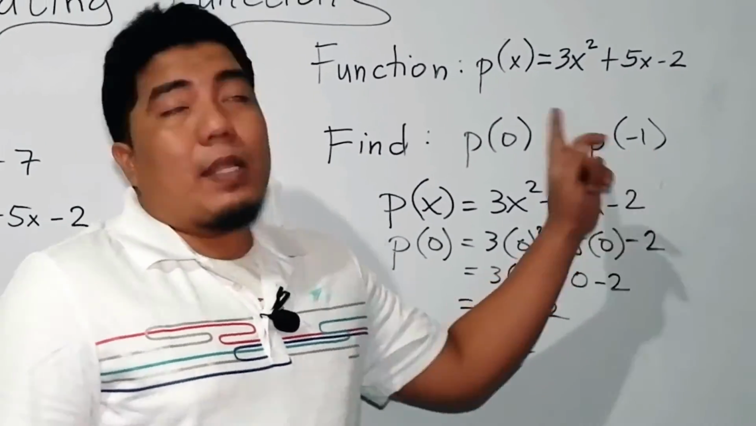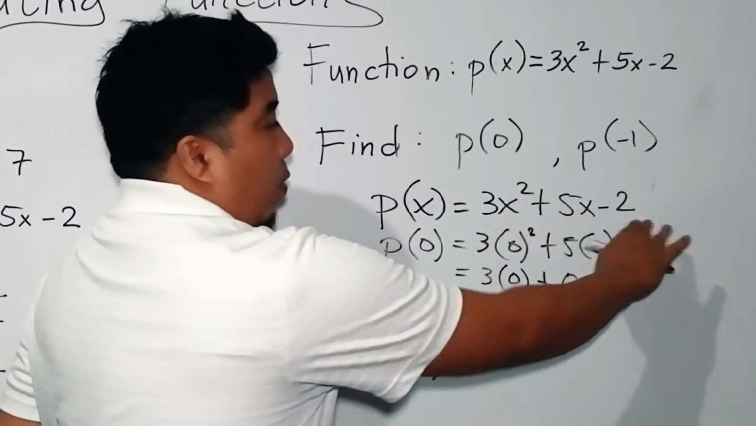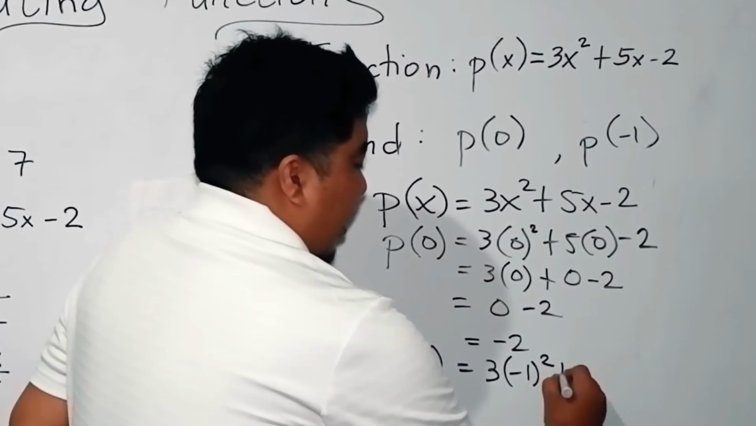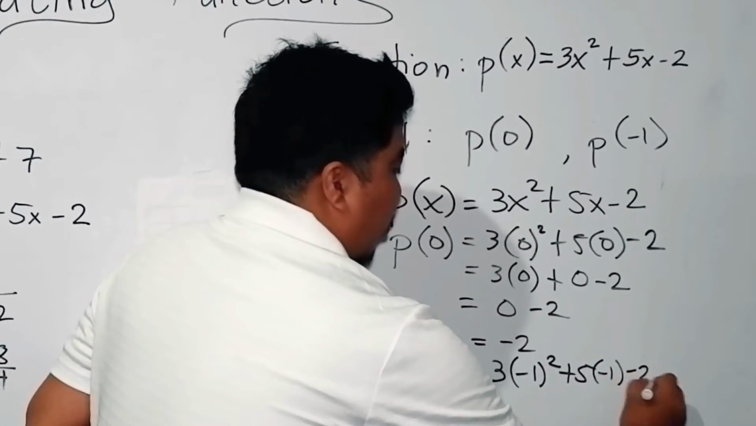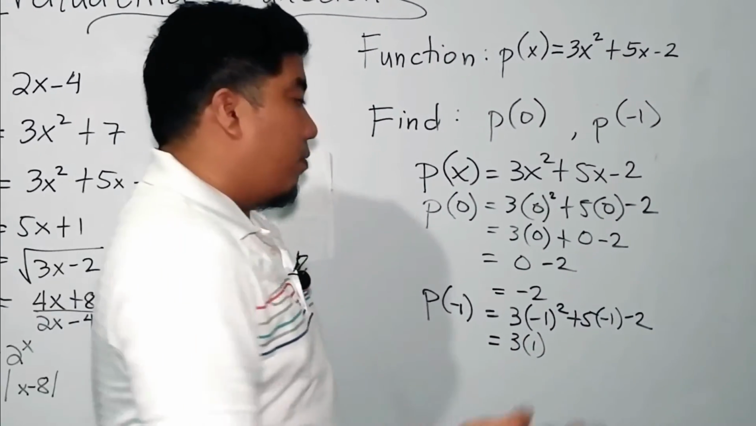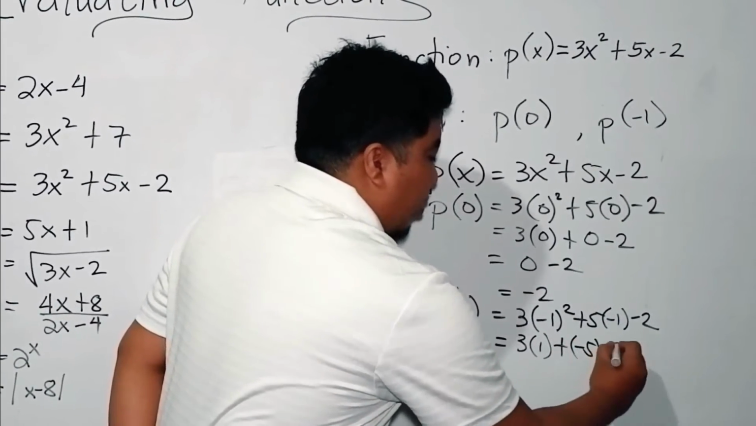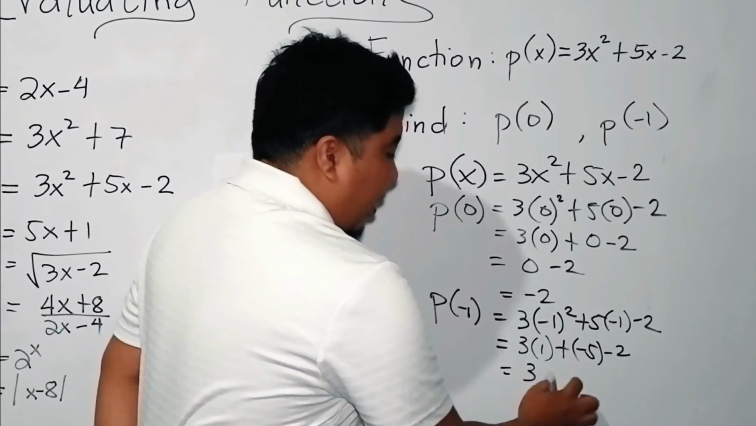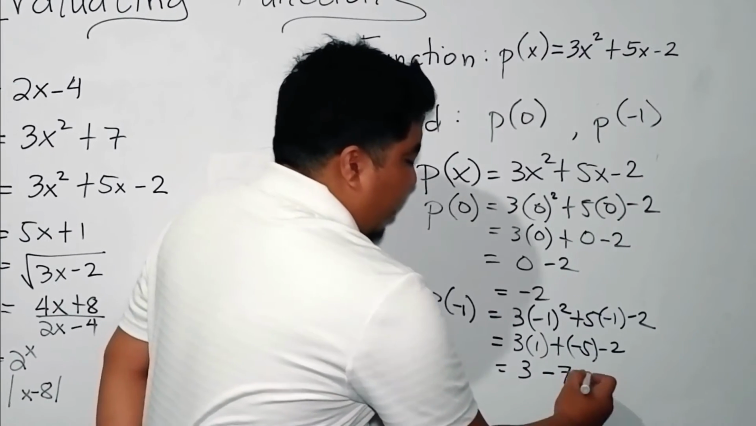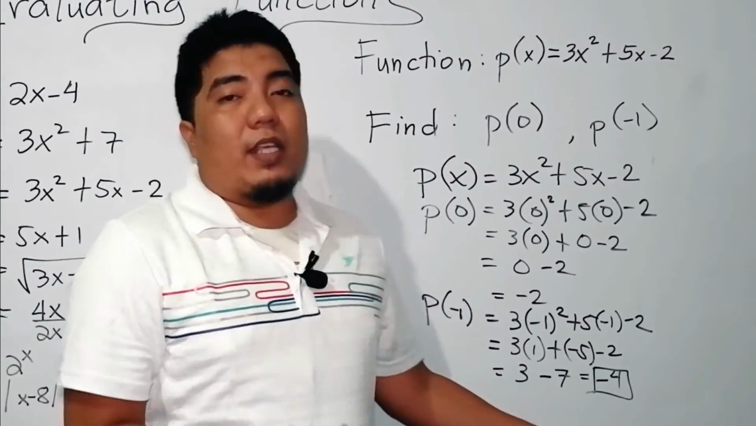Now, the question is, what is the p of negative 1? So for the p of negative 1, what we do is, still we use our original function. We change our x by negative 1, okay? That is plus 5 negative 1 minus 2. So we have negative 1 squared, that is positive 1, because negative 1 times negative 1 is positive 1. 5 times negative 1, that is negative 5. Alright, minus 2. So we have here 3, negative 5 minus 2, that is negative 7. Alright, and 3 minus 7 is equal to negative 4. So therefore, the value of p of negative 1 is negative 4.